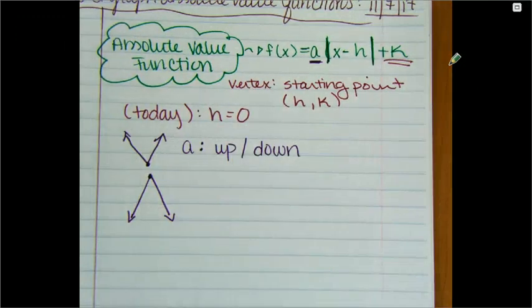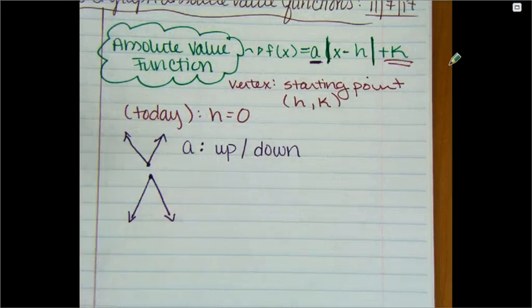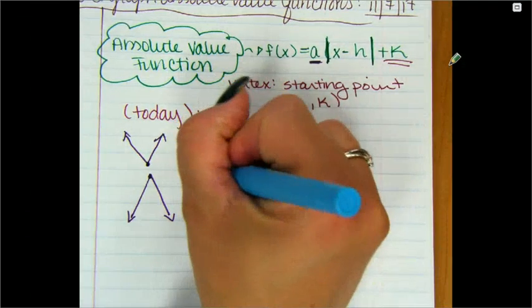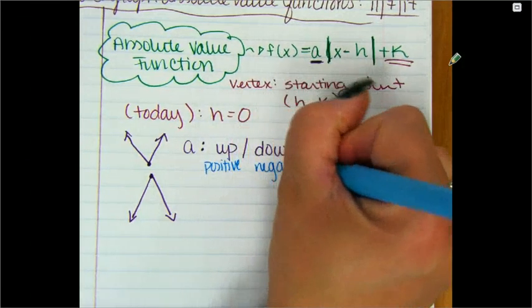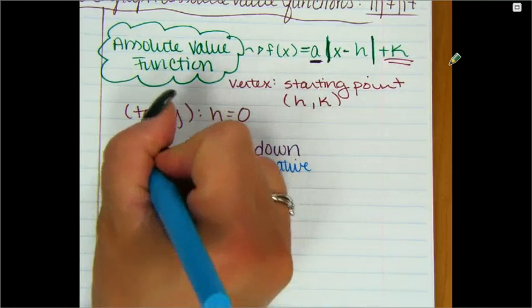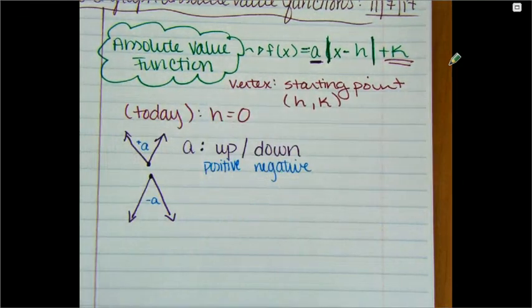Very straight lines make it a V. Okay? It's very, very straight lines. So what do you think makes it go up? A has to be what kind of number? Positive. So if a is positive, it goes up. And if a is negative, it goes down. So this is positive a, and this is negative a. Okay?